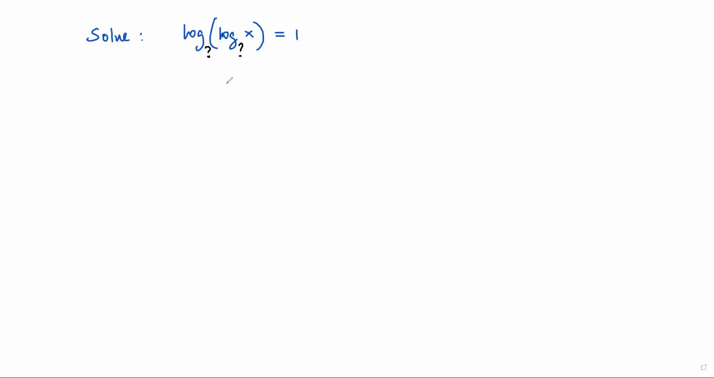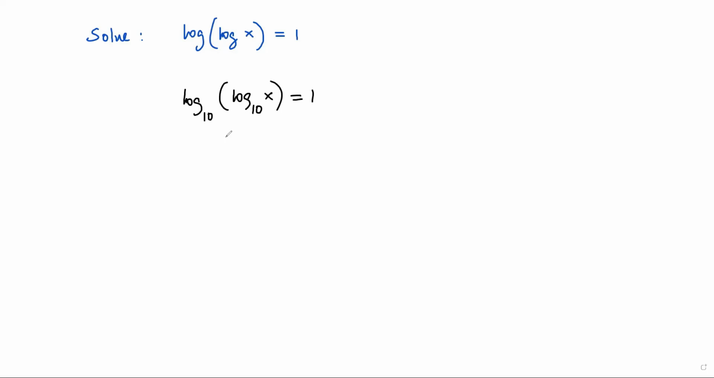In an equation, if there is a logarithm without base, we have to consider it is a common logarithm. Since the base is not mentioned for both the logarithms, we consider both as common logarithms. If a logarithm is a common logarithm, then it must have the base 10. So we take base 10, and then we get log to the base 10, log to the base 10 of x equals 1.